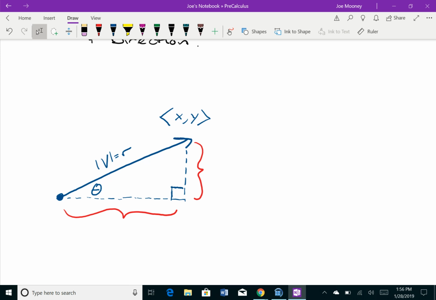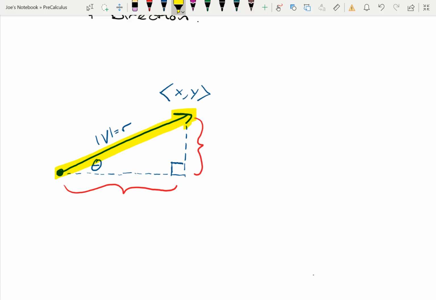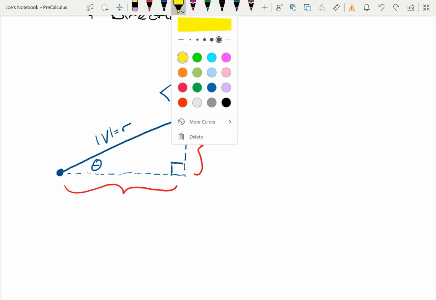Looking at a picture, the main focus, I'm going to delete it, but I'm going to highlight it for the video. The main focus is that vector right there. That's what we're looking at. All those dashed lines are just to get your bearings, to see where everything is. So let me get rid of that dashed line and focus on that main vector.